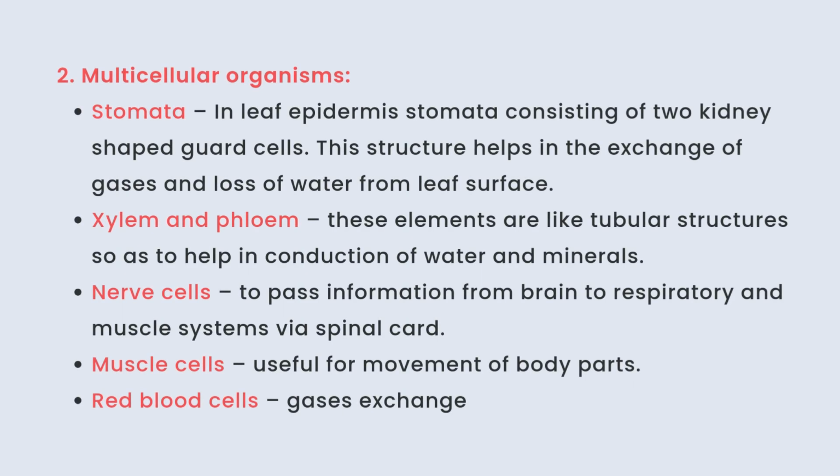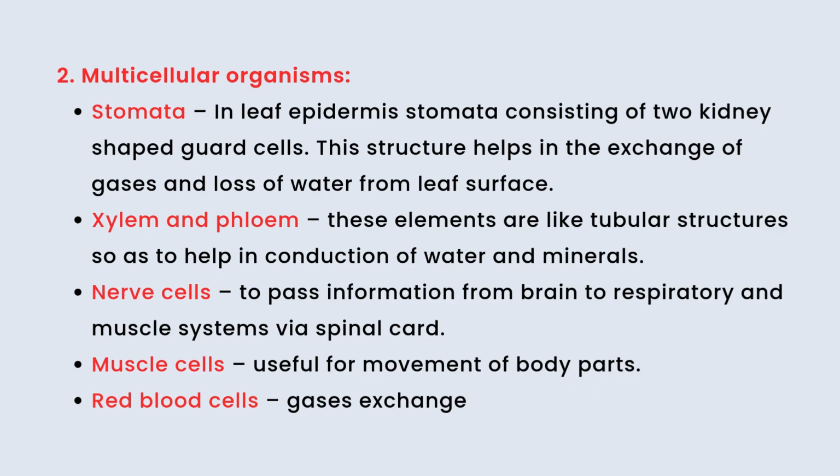Some of the examples for multicellular: stomata, xylem and phloem, nerve cells, muscle cells, red blood cells. If you see the stomata, in leaf epidermis, stomata consist of two kidney-shaped guard cells. This structure helps in the exchange of gases and loss of water from the leaf surface. Then, xylem and phloem. These elements are like tubular structures, so as to help in conduction of water and minerals.